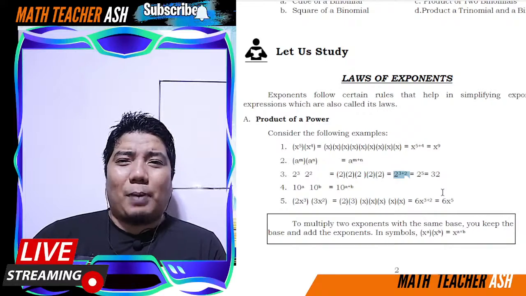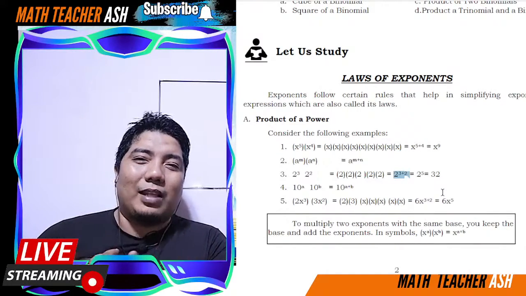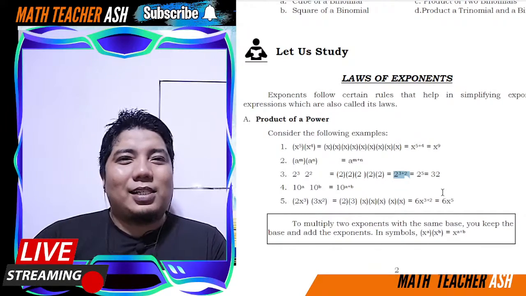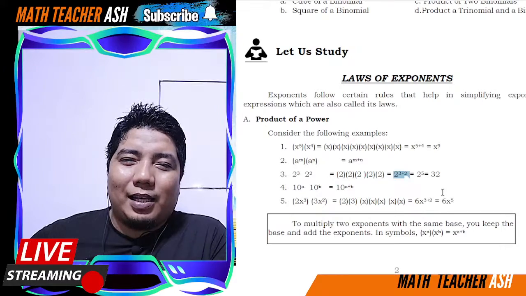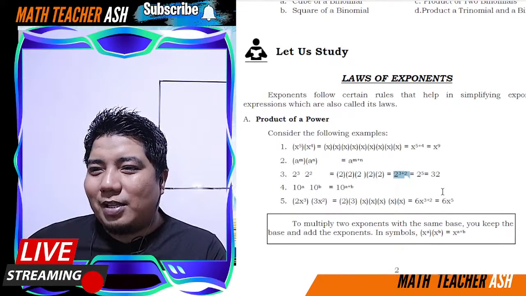Ang tanong, Sir Ash, paano nakuha ang 32? Alright, so ganito lang yan. 2 times 2, that is 4. Times 2, that is 8. Times 2, that is 16. Times 2, that is 32. Okay, so ganun lang po kadali, my dear math learners.